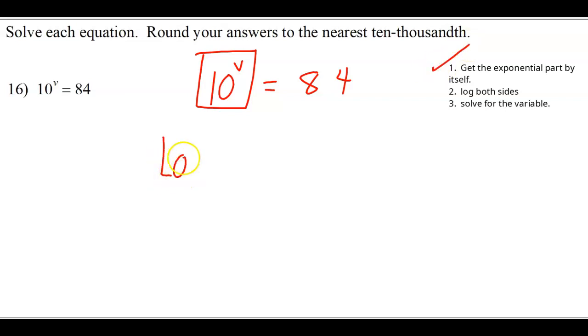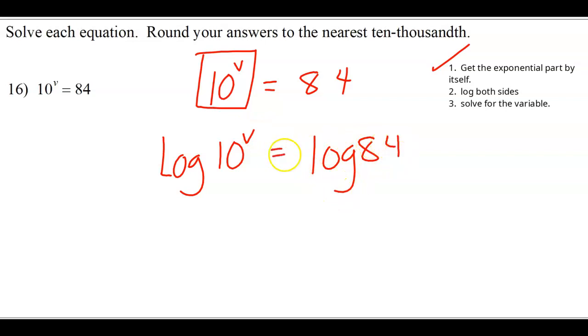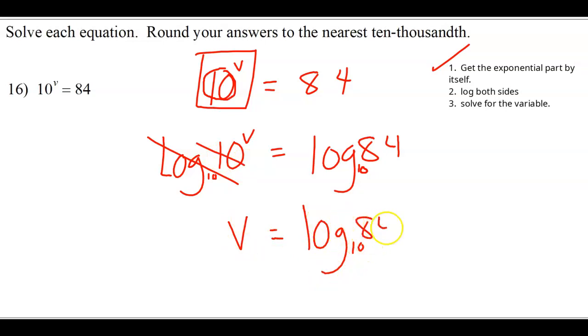So I'm going to log both sides. Now when you do this, your log needs to have the base of whatever number's here. And in this case, that's a 10. I'll write 10, but as you guys may know, you don't have to write 10 if it's a base 10, but I'll do it just for clarity's sake right now. And the reason we do that is because these cancel each other out, leaving me with v, and I've got log base 10 of 84.